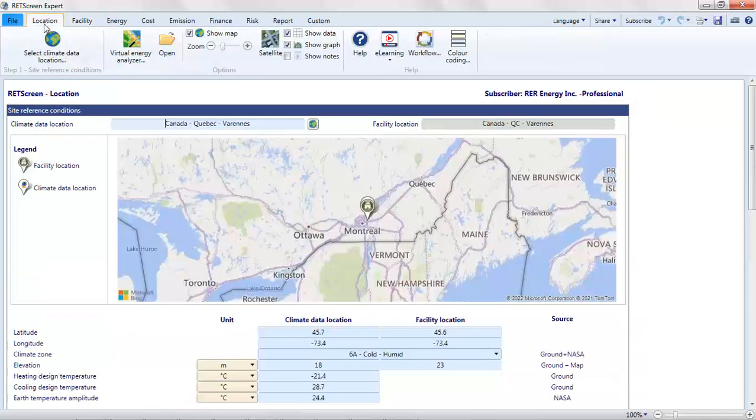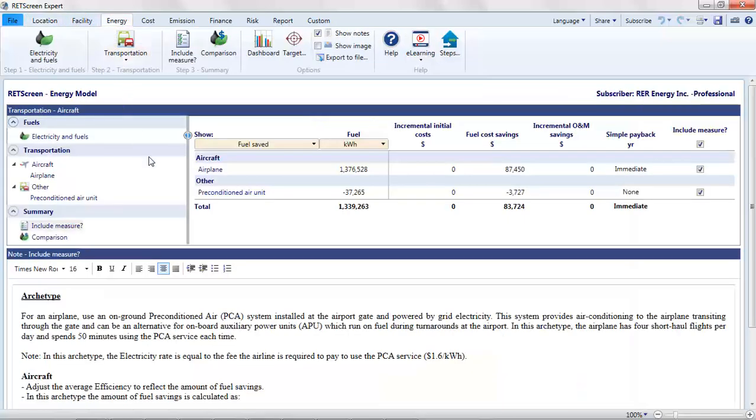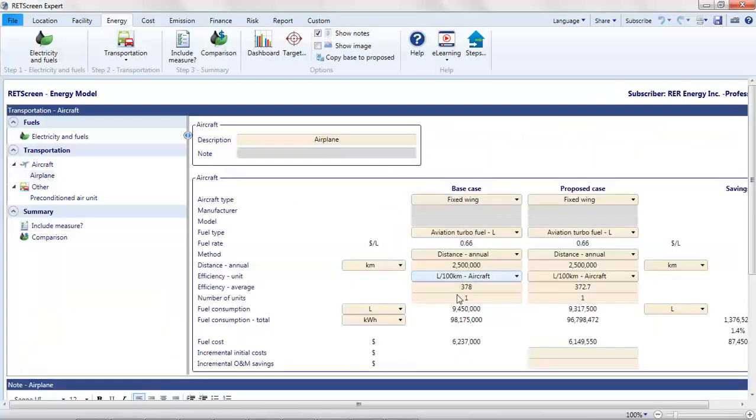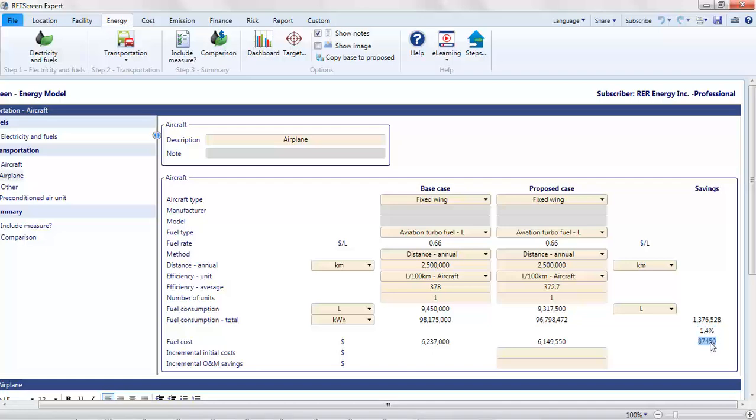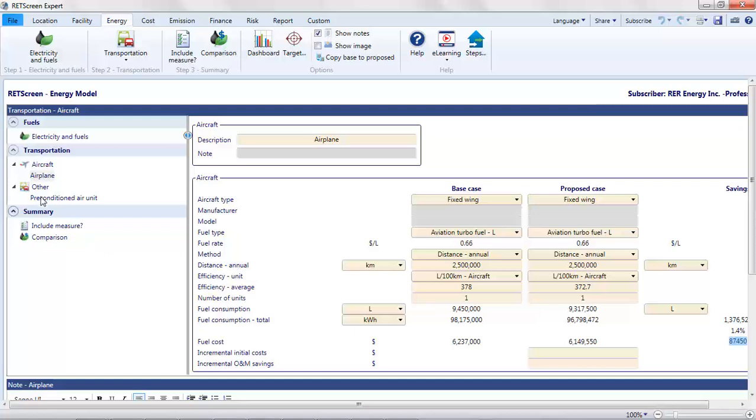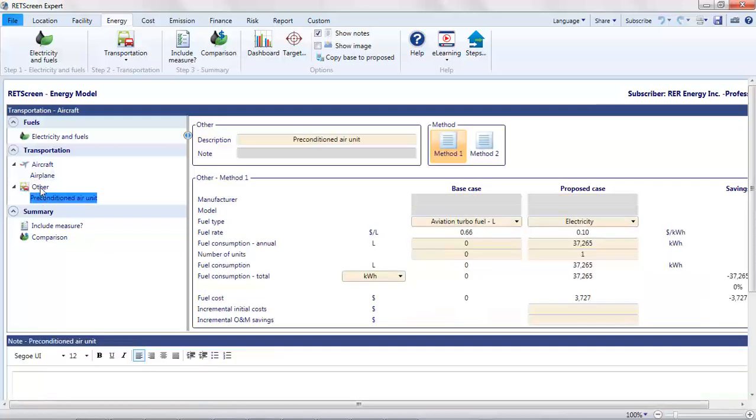Here, location is indeed important, since the GHG emission factor for the grid will have an impact on the overall emissions reductions. After loading the archetype, the Energy worksheet shows two elements. The airplane itself has a slightly higher fuel efficiency, since less fuel is consumed while the aircraft is on the ground. The savings of 1.4% amount to over $87,000 in fuel cost savings. To model the energy required to precondition air for the plane, this other system has been added.